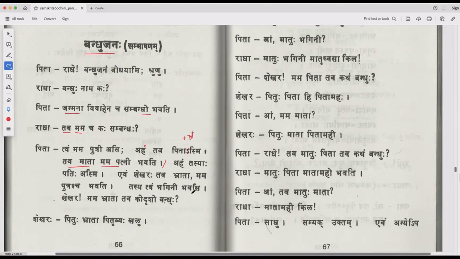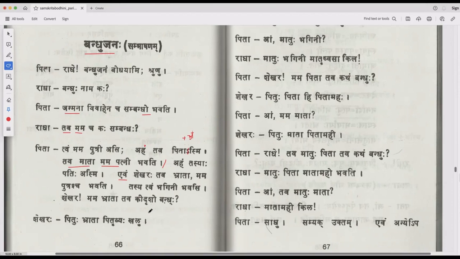Aham tasyaha patihi asmi. Evam shekara tava bhrata, mama putrascha bhavati. Aham tasyaha patihi asmi. I am her husband. Okay. And Shekhar is your brother, is also my son. Evam, in this manner. Shekharaha. Shekhar is your brother, tava bhrata.